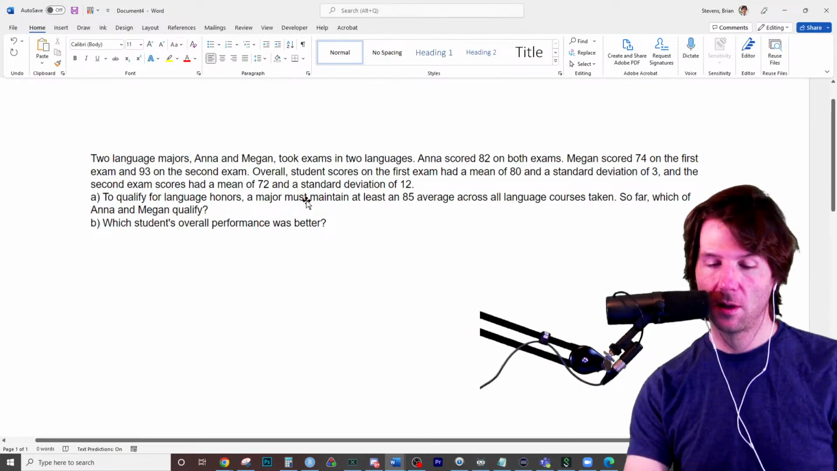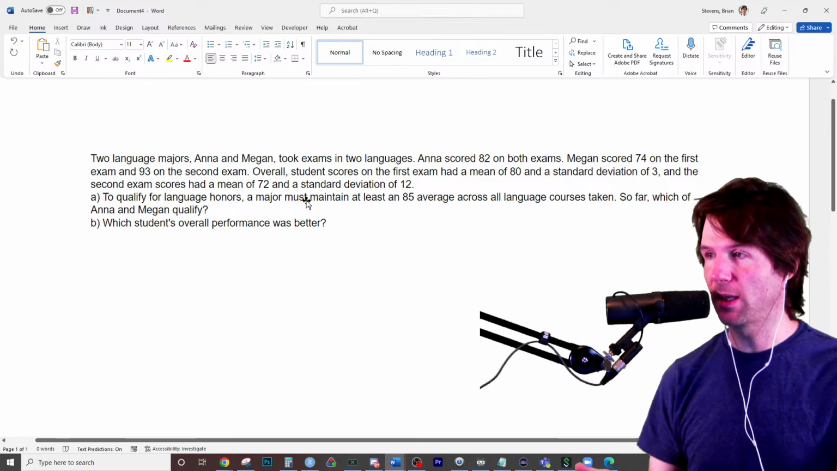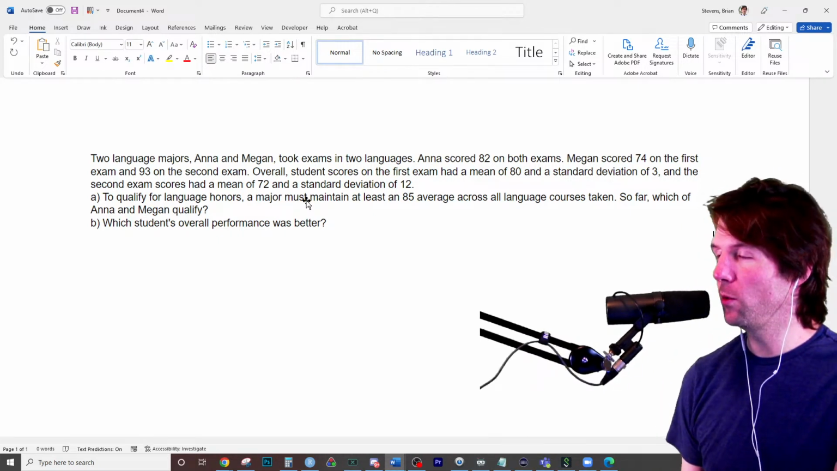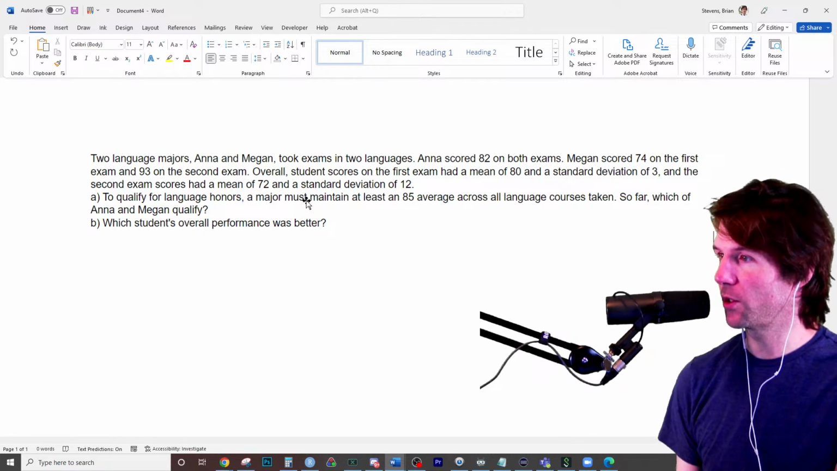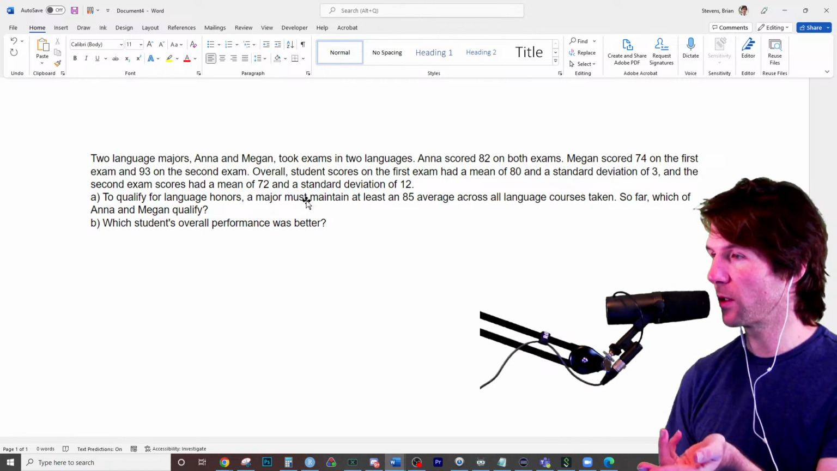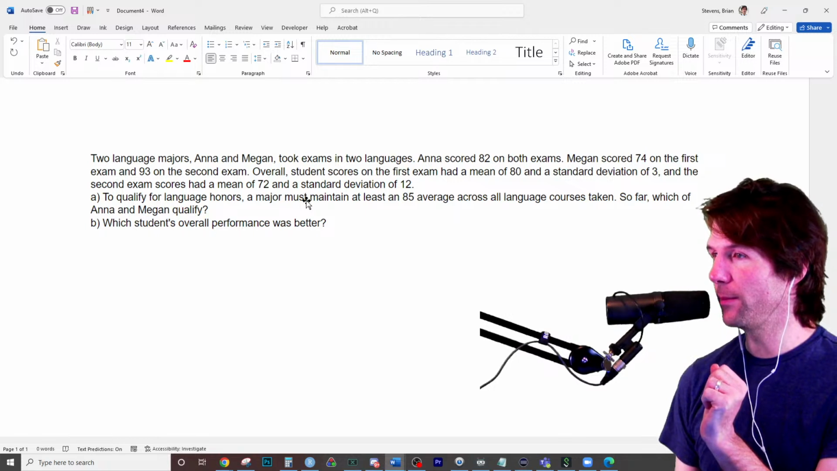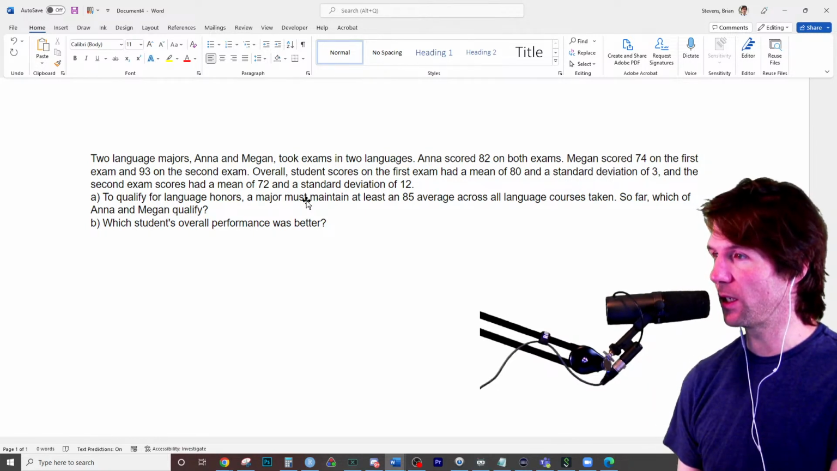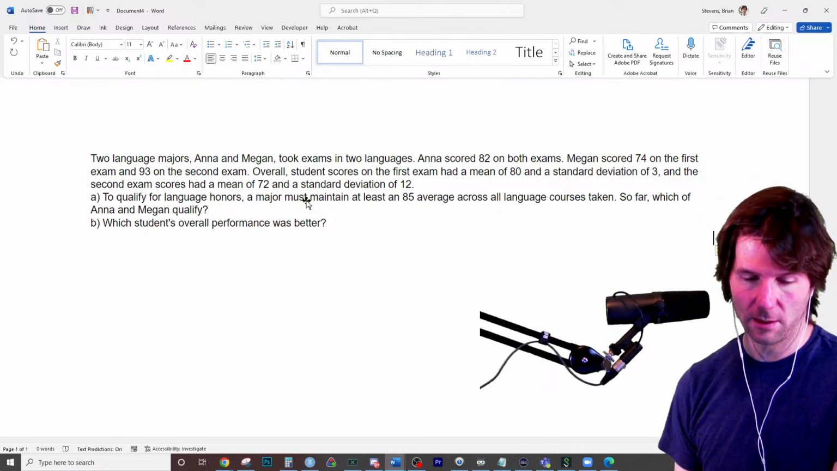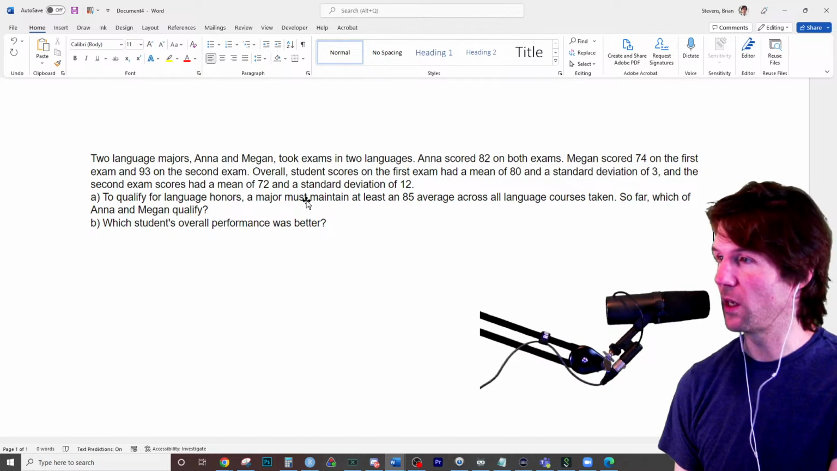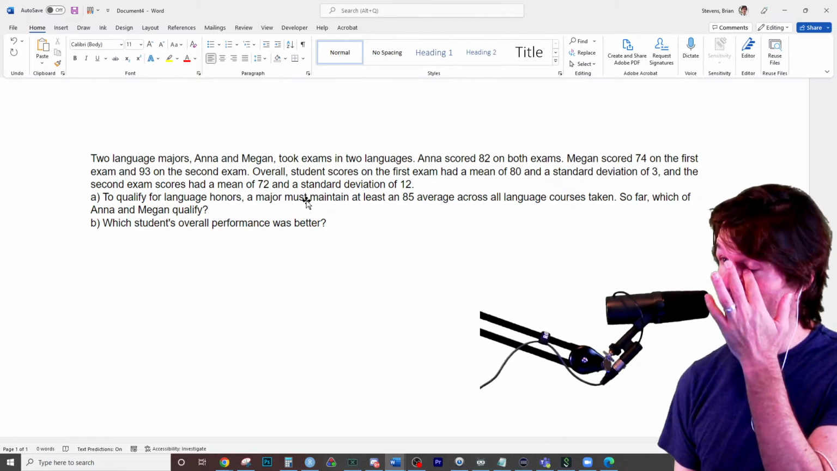And here we go. Anna scored an 82 on both exams. So would that be Y, mu, or sigma? Y is the observation. Mu is the mean for a distribution. Sigma is the standard deviation for a distribution. And they're taking 2 exams right here, exam 1, exam 2. So would that be Y, mu, or sigma?